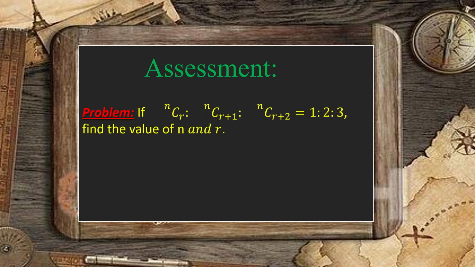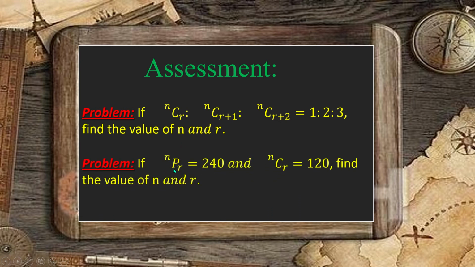Assessment problem: if nCr : nC(r+1) : nC(r+2) is equal to 1 : 2 : 3, find the value of n and r. Another problem: if nPr is equal to 240 and nCr is equal to 120, find the value of n and r.